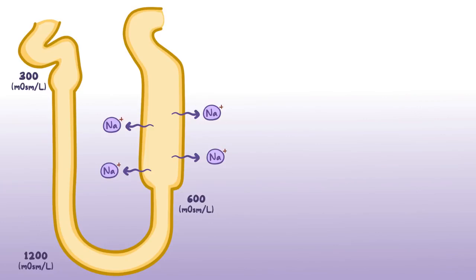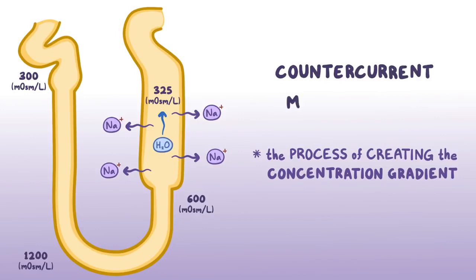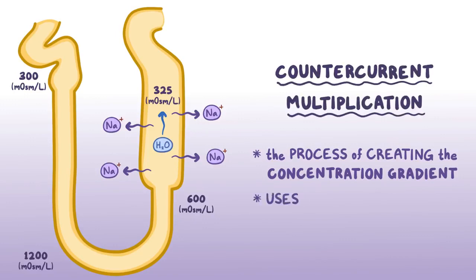And since solutes keep moving out as we travel further up the thick ascending loop, the tubular fluid starts decreasing in osmolarity, reaching around 325 milliosmoles per litre at the top of the thick ascending loop. The process of creating this gradient is called countercurrent multiplication. It uses ATP to build up the concentration gradient, but in return we get to reabsorb water into the interstitial fluid for free, since it can diffuse passively via osmosis.